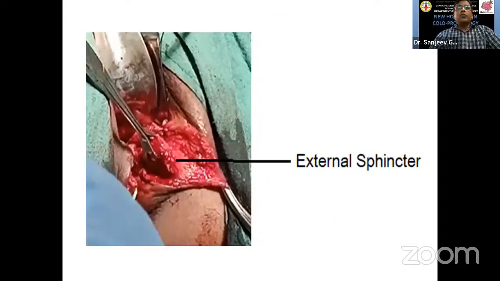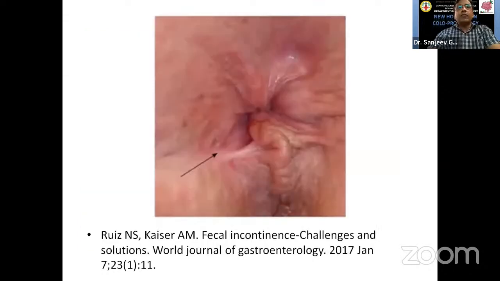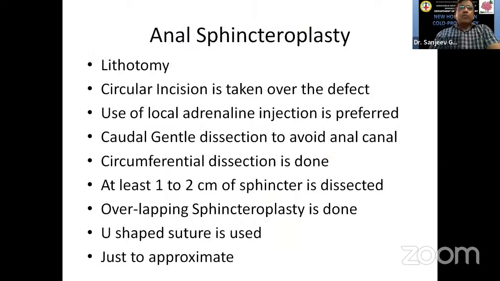At least 1 to 2 centimeters of external sphincter has to be dissected. And you can see the external sphincter very well, and you can see the fibers arising from the skin. And over the skin also there are some muscular fibers. So when you do the closure, you should remember that skin you have to close very well. So after dissecting 1 to 2 centimeters of sphincters, it is advisable not to dissect more, because the more you dissect, there are likely chances of damaging the nerves.